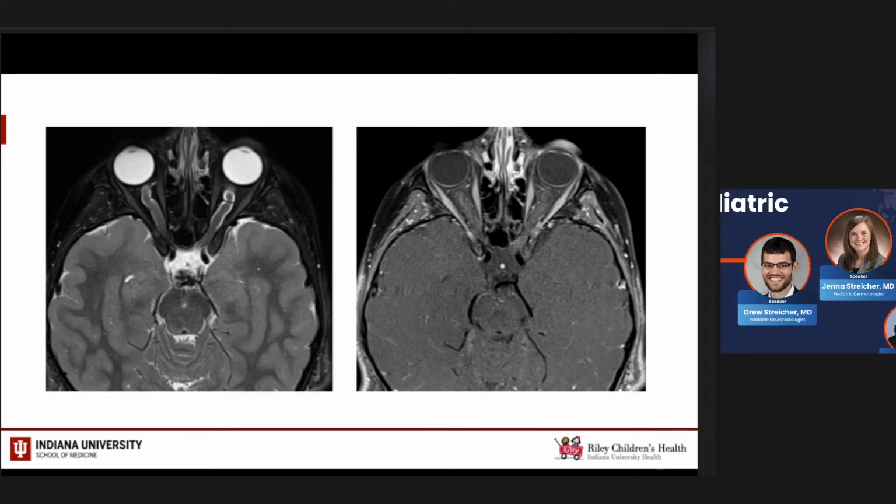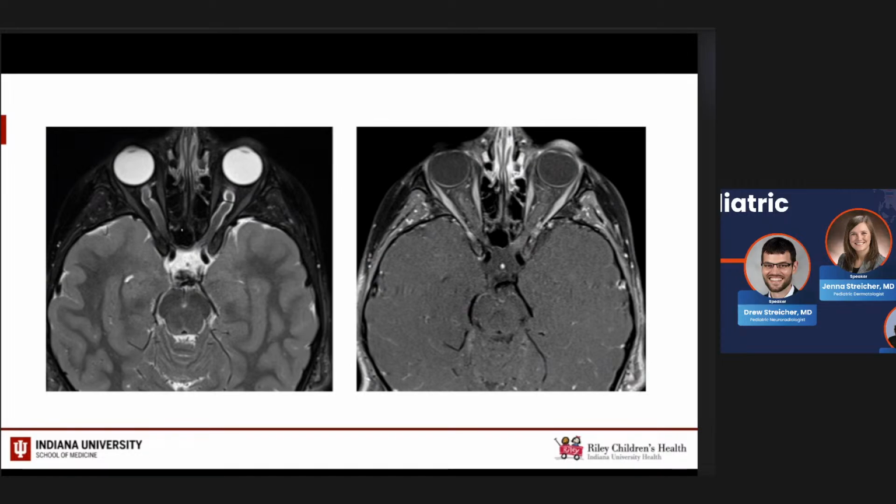Yes, exactly. So this is a nice example of bilateral optic nerve gliomas involving the intraorbital segments, maybe a little bit of the canalicular segment on the left. There's a little bit of mild enhancement associated with the right optic nerve. The optic nerve gliomas may or may not demonstrate enhancement, so don't let that dissuade you. If you have an enlarged nerve like this and it doesn't enhance, it's still an optic nerve glioma.